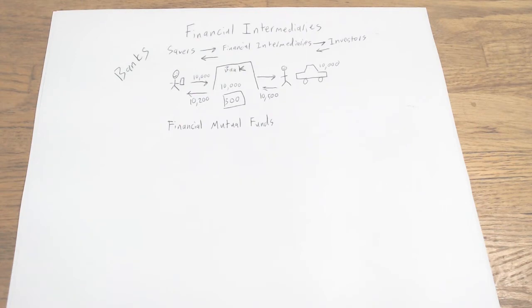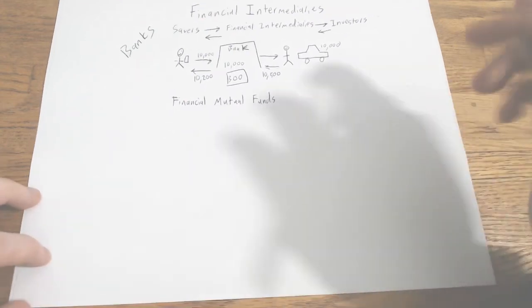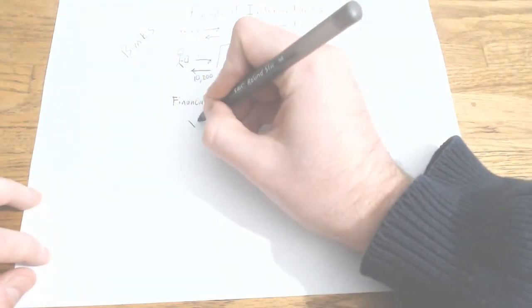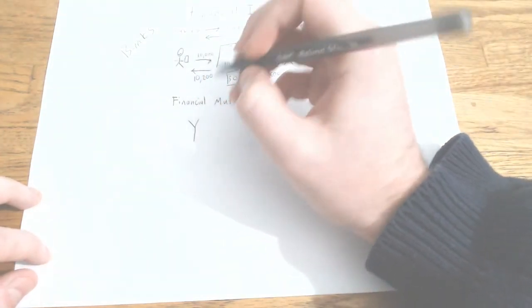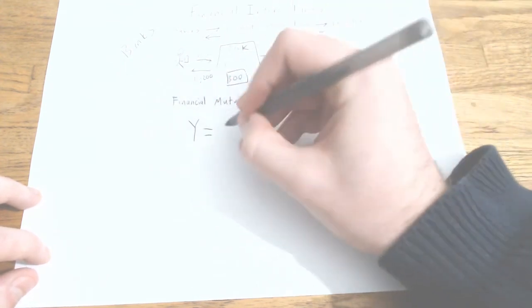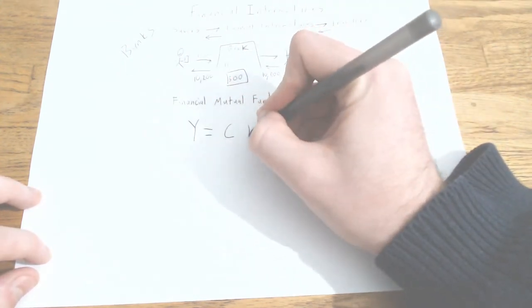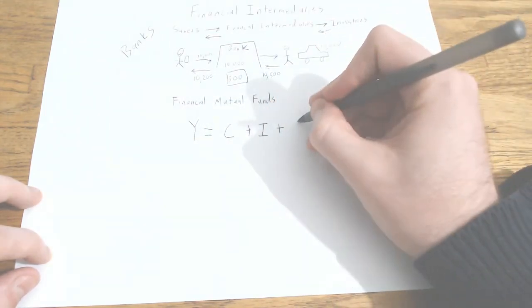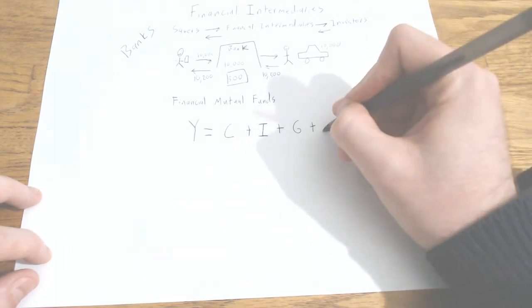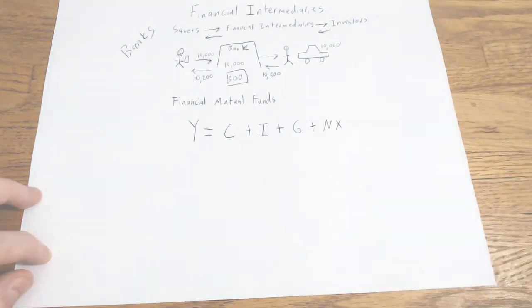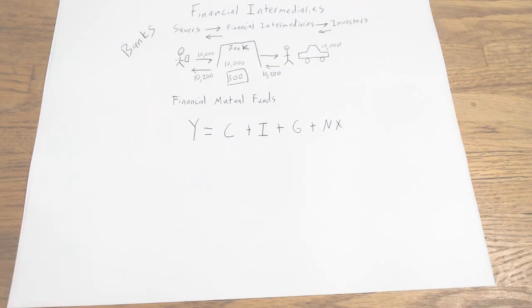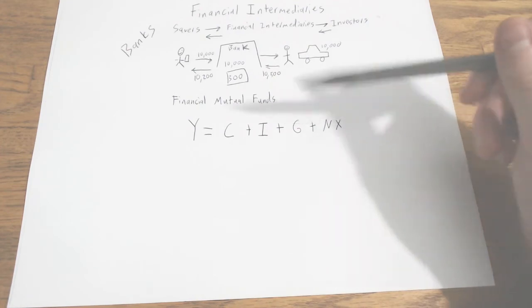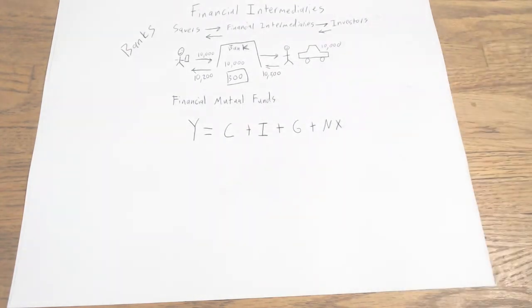Let's recall the GDP equation that we've talked about before. If we remember, we had output, or Y, or real GDP, equal to consumption plus investment plus government purchases plus net exports. This equation is an identity, which means by definition of what these variables are, this equation must be true.